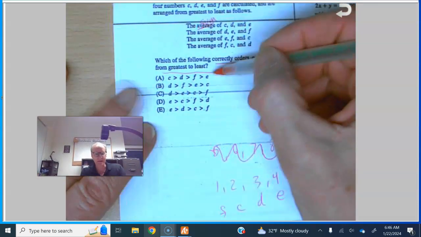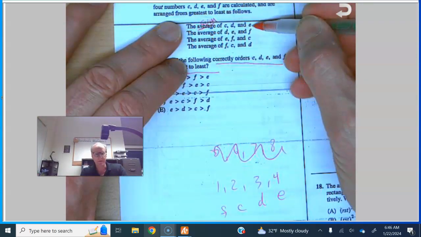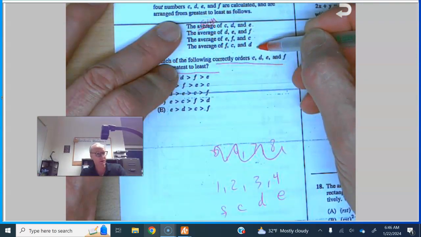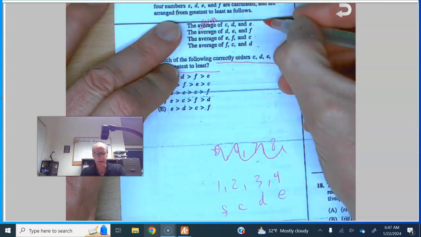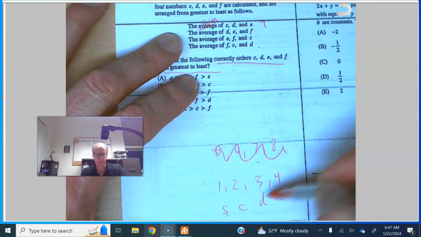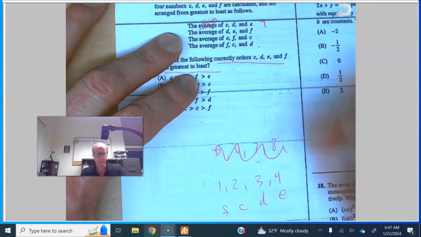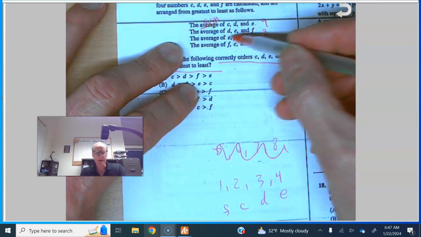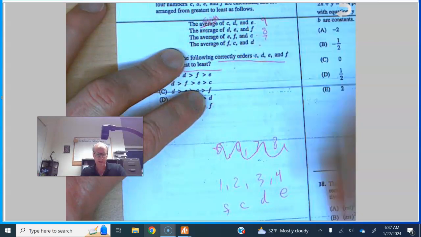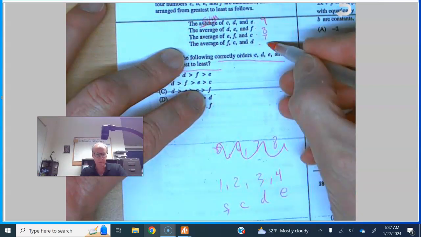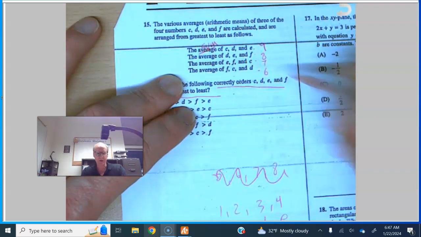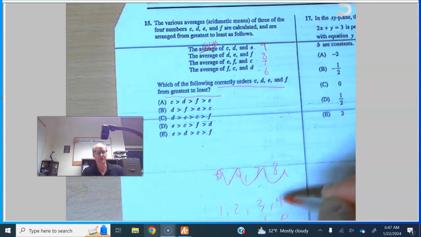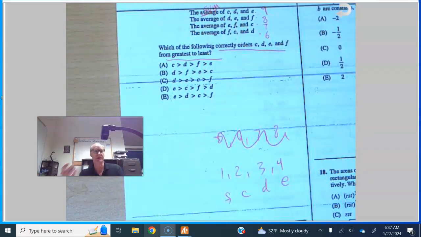Now what I'm going to do is see if it's true that these are in the correct order by adding them together. C, D, and E makes 9. D, E, and F makes 8. E, F, and C make 7. And D, C, and F make 6. These are in the correct order from greatest to least. So I know that these are my numbers. Make sure that you put them in the correct order and you choose it and move on.